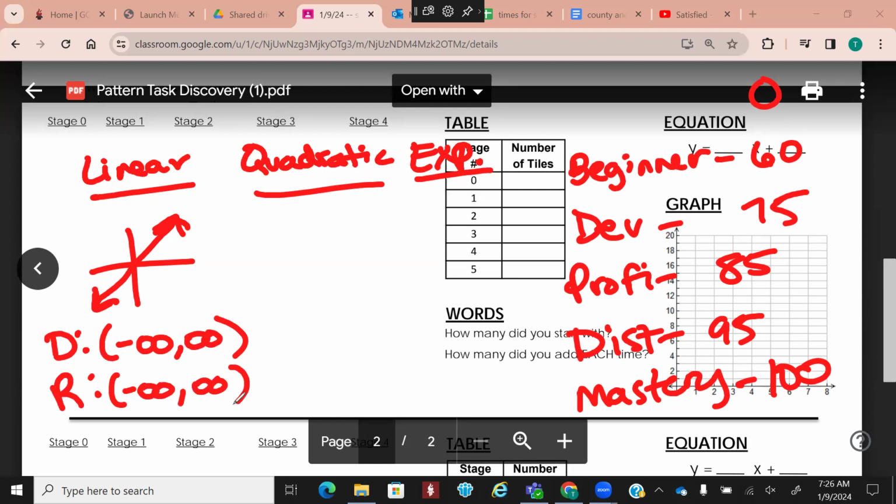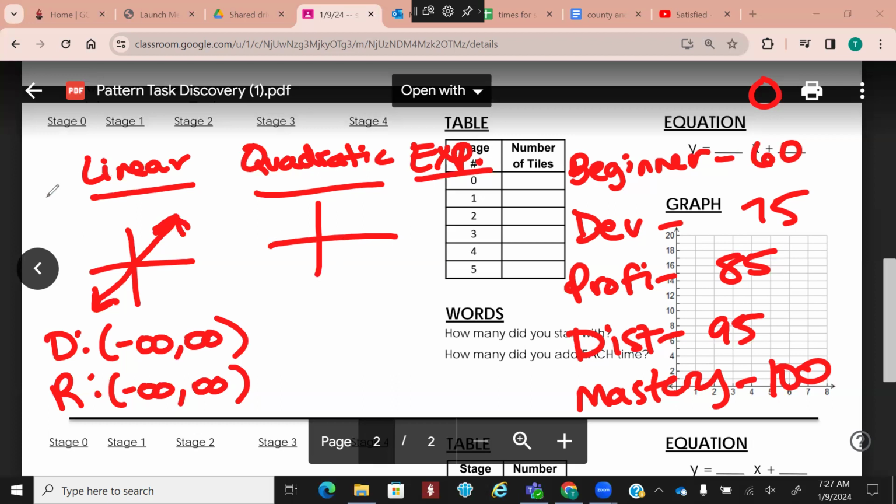So on your mastery check, it's going to give you a picture of a graph, and it's going to say, is this linear, quadratic, or exponential? And then it's going to say, what's the domain and range? One of them is going to be linear. I'm telling you right now. Okay? Good so far.